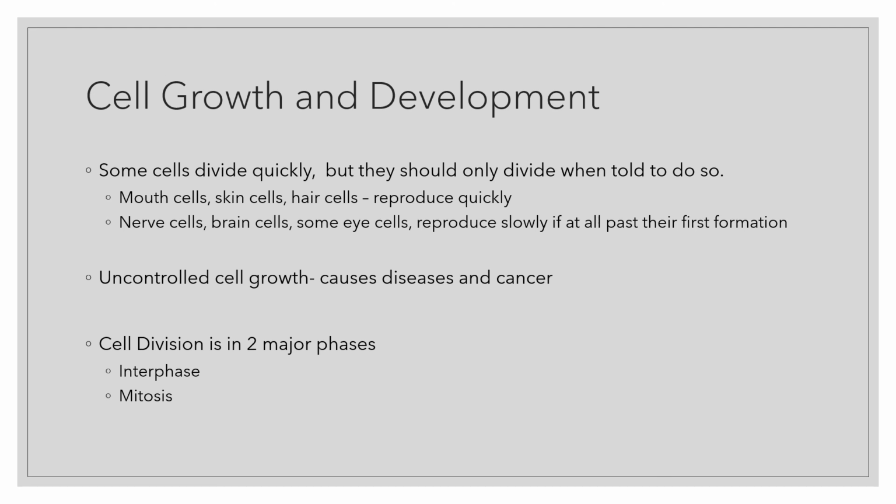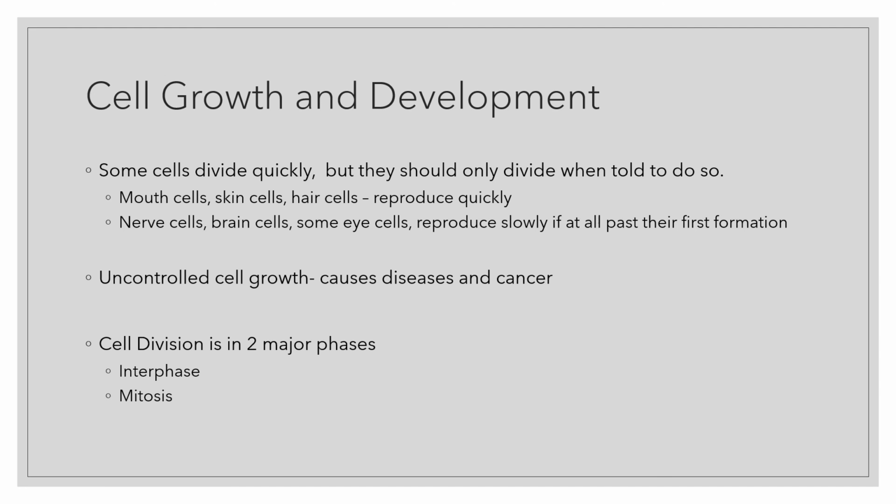So cells can divide depending on what type of cell they are, but they should only do so when told to. Uncontrolled cell growth causes diseases and cancer. So if you have a skin cell that has uncontrolled growth, you might notice a raised mole or a change in color or something like that. And that might be a warning to you that you have something irregular going on and you should get checked out by a doctor. Uncontrolled cell growth can cause tumors, diseases, cancers, things that I've talked about.